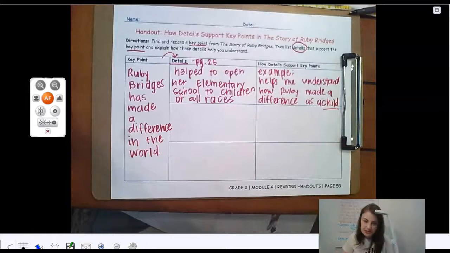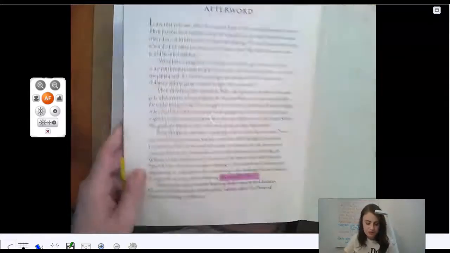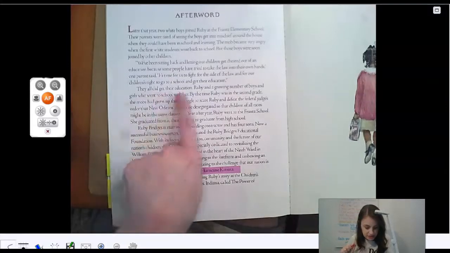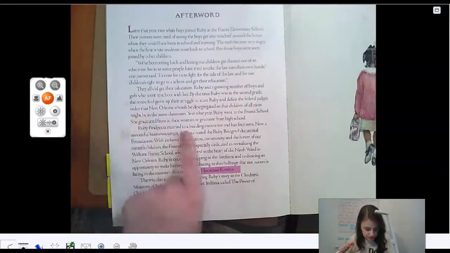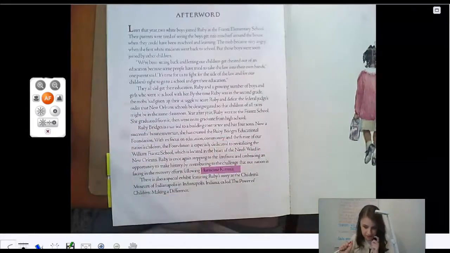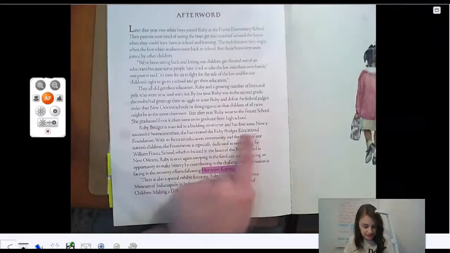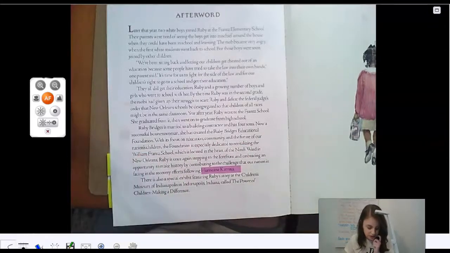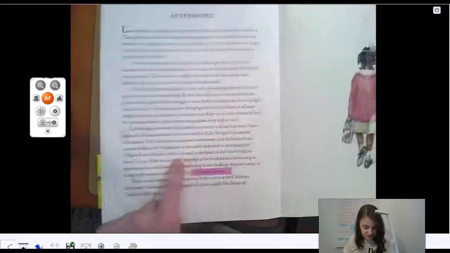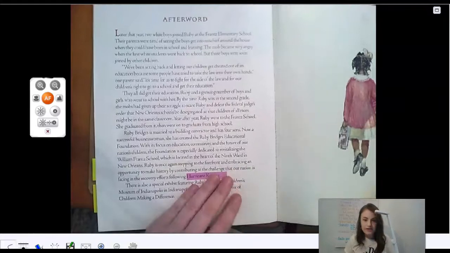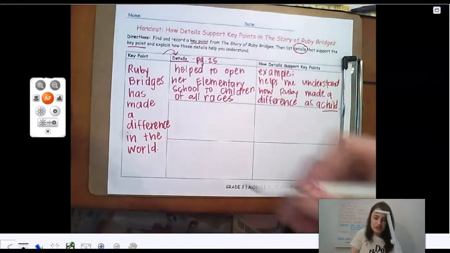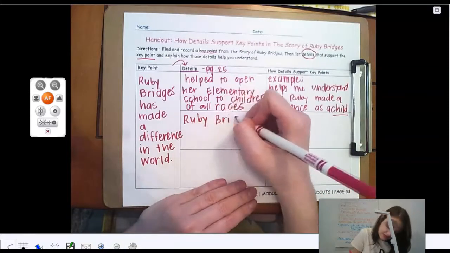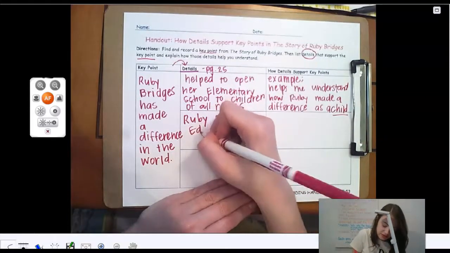What's another detail that teaches us how Ruby Bridges makes a difference in the world? So we're looking back now more at the third, fourth, and fifth paragraph. Okay? So it talks about, let me skim. Let's see, now she's married, she's a businesswoman. She created the Ruby Bridges Educational Foundation, and it focuses on education, community, and the future of our nation's children. And it's dedicated to revitalizing the William Franz School. Okay, this is a big key detail because it definitely tells me how Ruby Bridges has made a difference in the world. So I'm going to write as my next detail, the Ruby Bridges Educational Foundation.